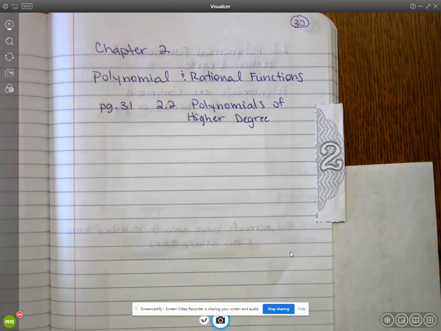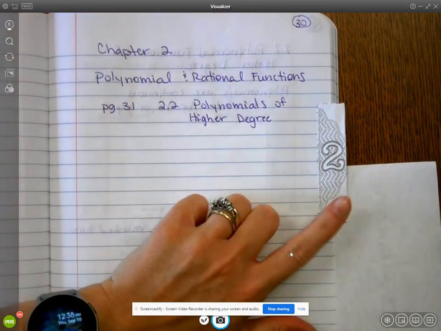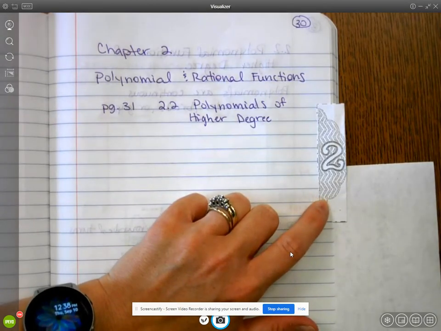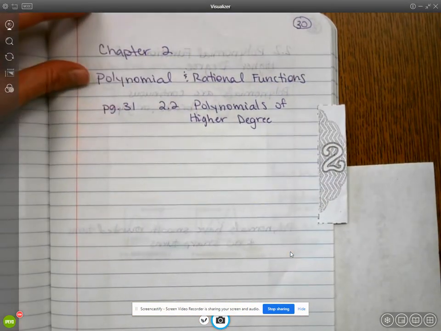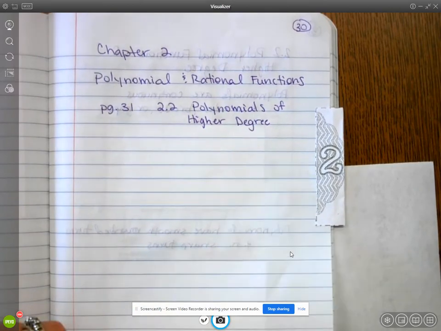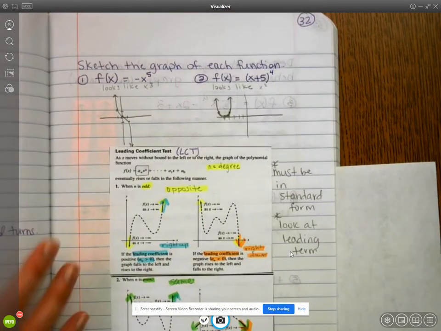So for 2.2, first of all, we need to set up our title page for chapter 2. Find your little tab that you put in a safe place and glue it on there. Start your title page. At any time you need to pause this video, then do so. Do what makes things work best for you.